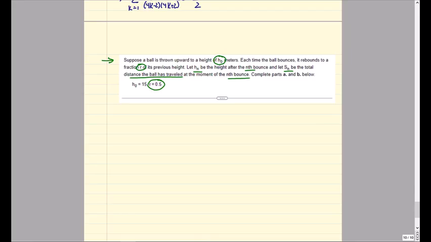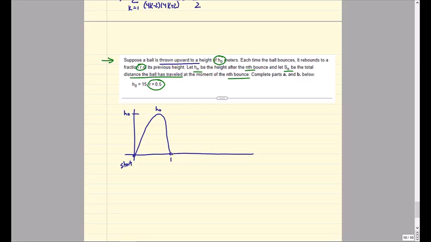But first, before we get started, let's go ahead and look at what this looks like graphically so we can kind of get an idea what's going on here. So we're going to call this our start, and we're going to throw it up because it says it's thrown upward to a height of h naught. So this is h naught right here. And then what it does is it comes down and it hits and it bounces. So this is at time 1, if we want to think about it like that. This is the first bounce.